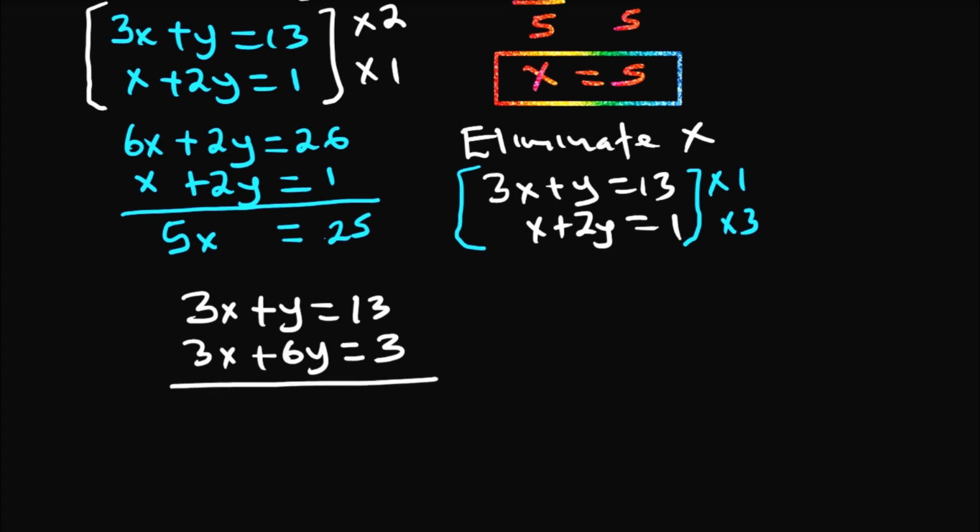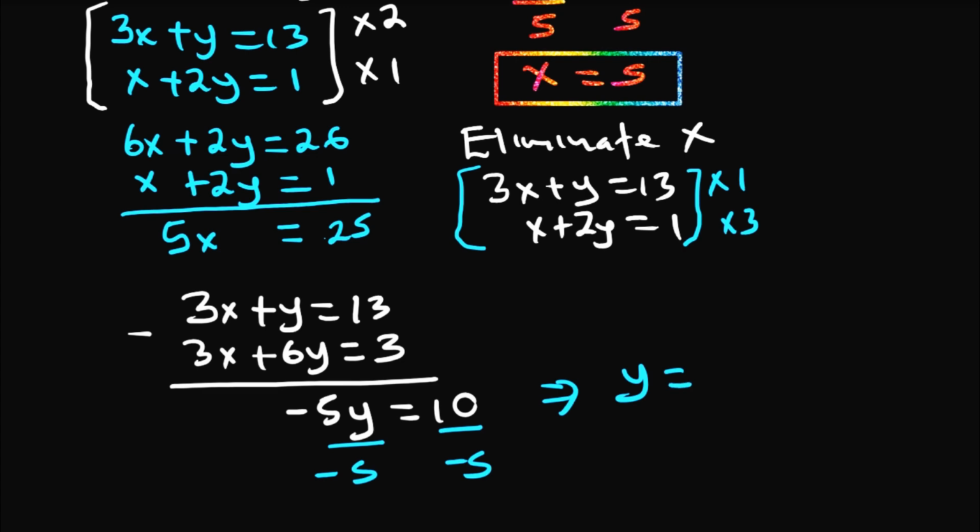So now we can eliminate x by subtracting. So 3x minus 3x is 0, y minus 6y is minus 5y, and then 13 minus 3 is 10. So just divide both sides of the equation by negative 5, so that y equals negative 2, and that is the solution for y.